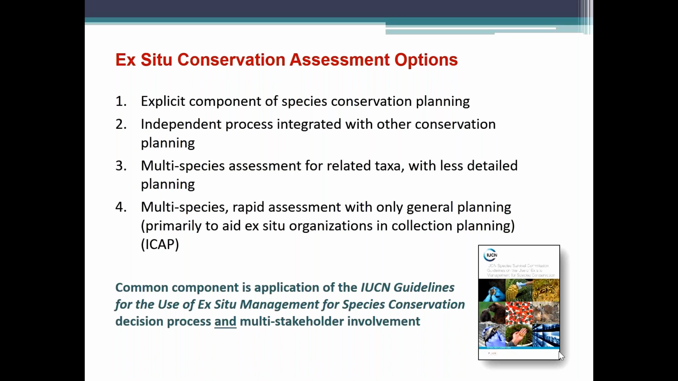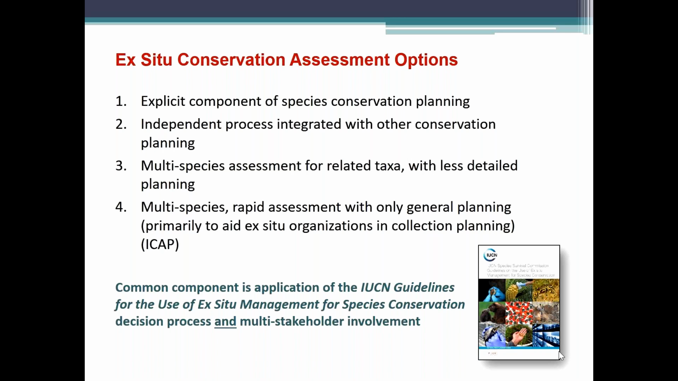And this would be the ICAP model that primarily aids ex situ organizations like botanical gardens and regional zoo associations in their collection planning. We had one that just happened last week that was looking at ornamental plants in botanical gardens and garden centers in Costa Rica, and the conservation and the ecological benefits of those plants. And so you can expand and modify this process to whatever taxa and whatever situation best fits.